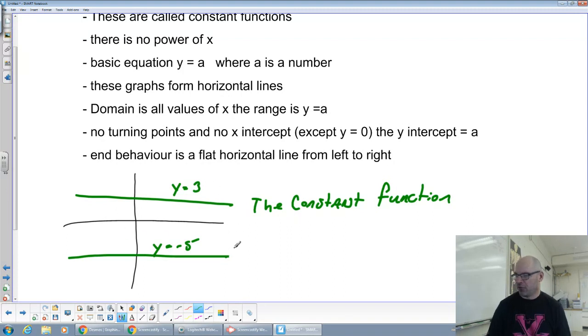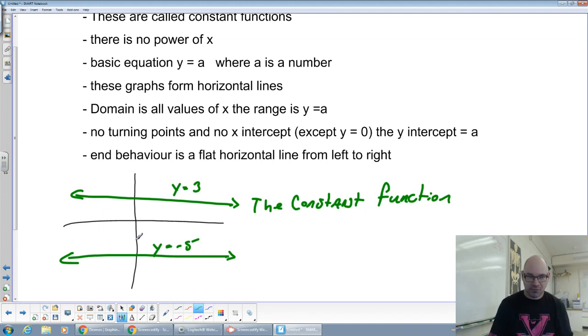Okay, no turning points, no x-intercepts. Domain is all x's. Okay, we have arrows on both ends, obviously. And the range is whatever the value of y is, and that kind of thing. So that's the first one, y equals a.